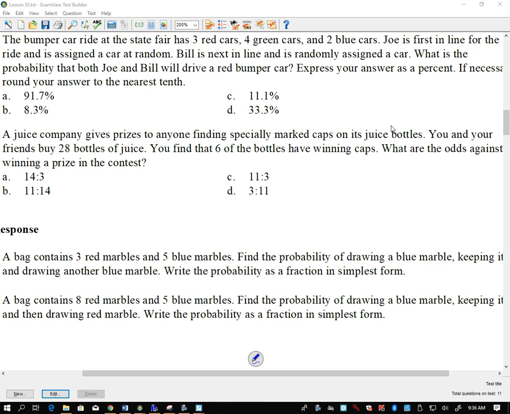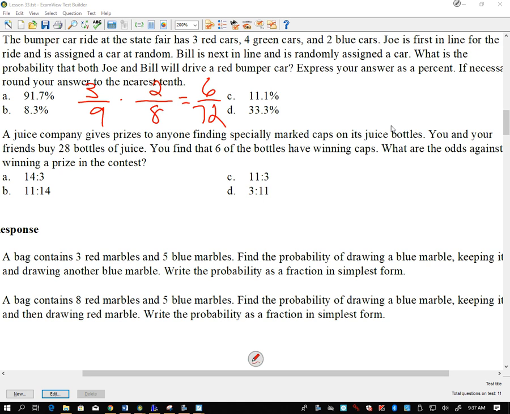Okay, so we want red bumper cars, right? How many are red? 3. How many total cars do we have? We have 9. All right, so the next guy up, 2/8, because there's one less car than there was before, right? So we should get 6/72. We're going to divide that, get a decimal, then multiply it by 100 to get our percent.